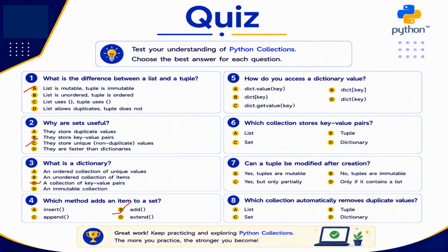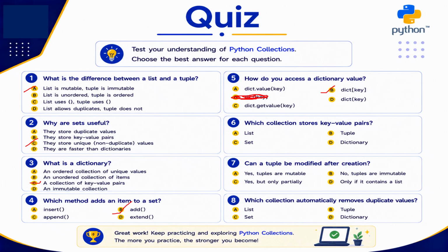Dict.value(key), dict.getValue(key), dict[key] or dict(key). Sorry, one option is extra here, and this option is wrong. Forget this. So the correct option is option number B, dict[key]. We use square brackets with the key, like dict[key], to access a dictionary value.